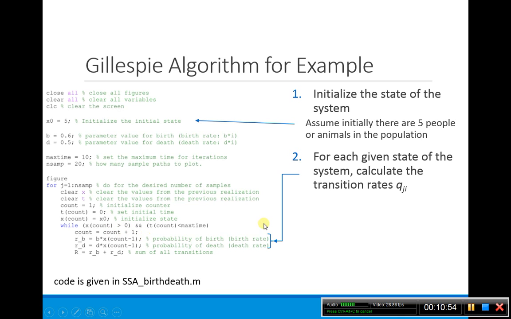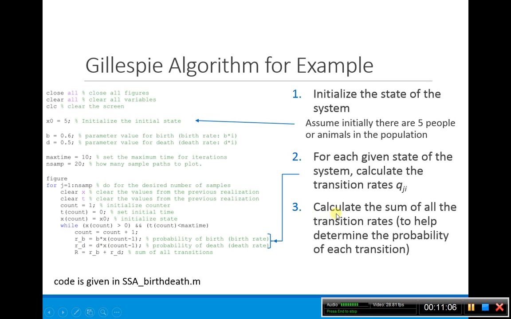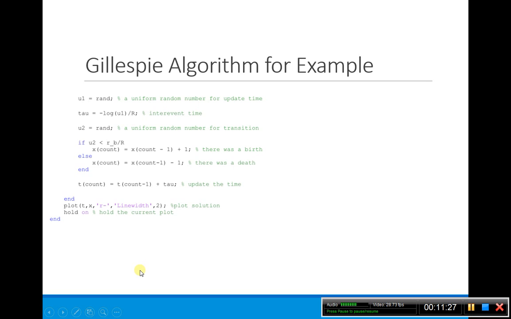So this just increases the count. But this is the part that actually calculates the transitions. So I have RB, which is the birth rate, and RD is the death rate. The next step in my Gillespie algorithm is to calculate the sum. Remember, I need the sum in order to think about when I'm going to transition from one state to the other. So the sum of all my transition rates, I'm just going to have RB plus RD.